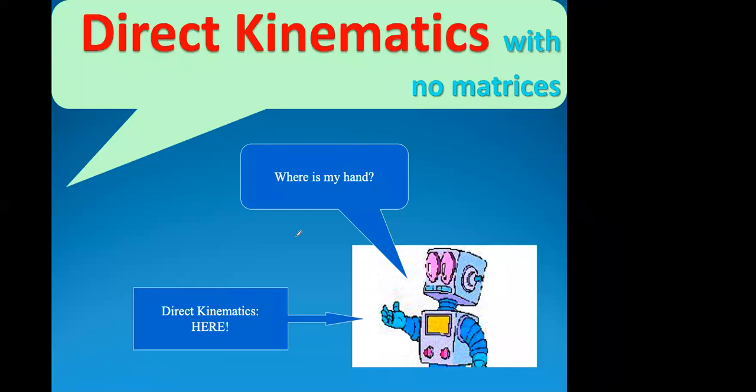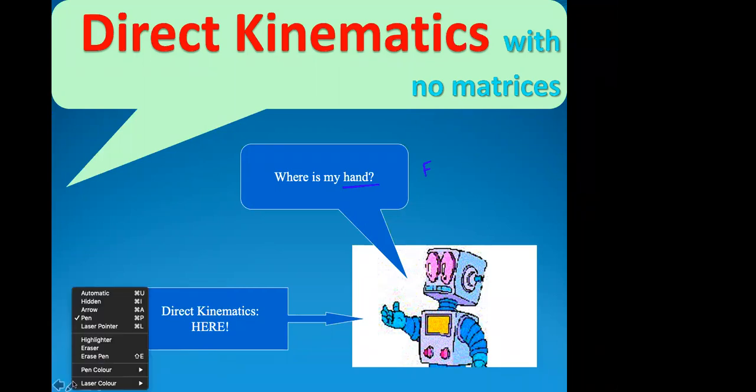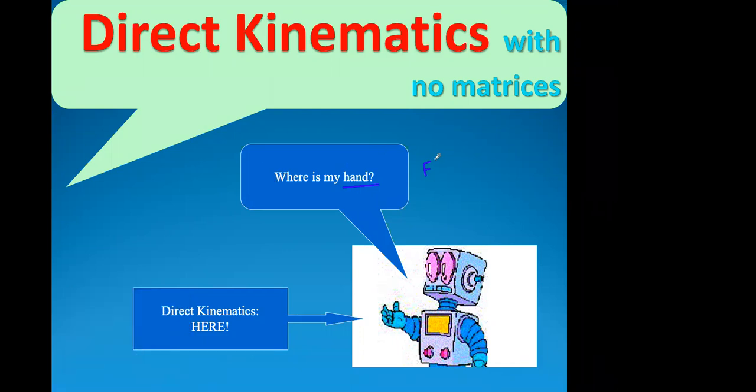So direct kinematics is nothing but understanding where the end effector is. When we talk about the robot's hand, we do not call it a hand, it will be called an end effector.